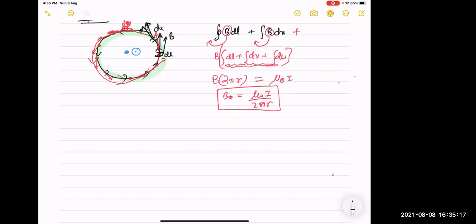So this is about Ampere's Circuital Law. Then we'll do the magnetic field due to a solenoid. Okay, solenoid. So, magnetic field due to a solenoid.